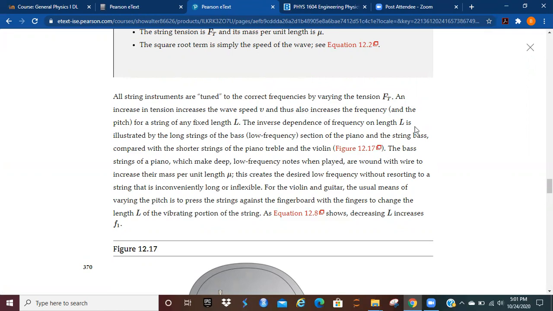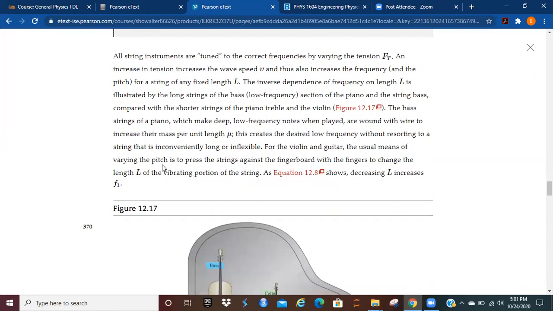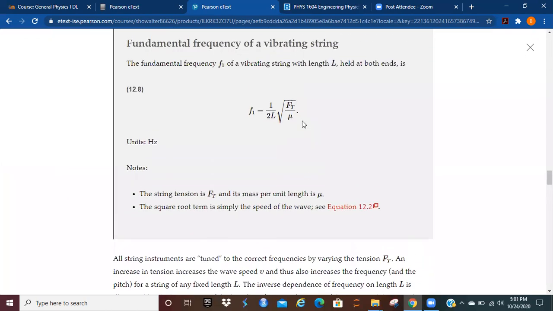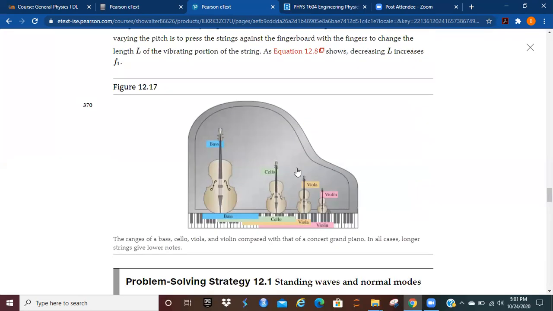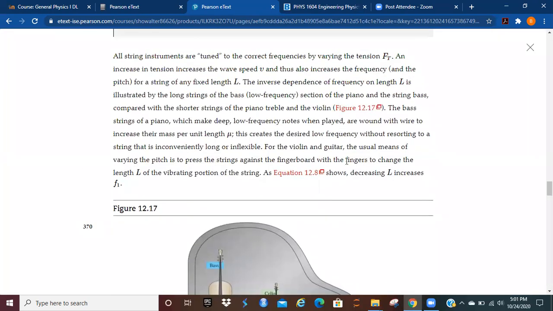So the inverse dependence of frequency on length L is illustrated by the long strings of the bass section of the piano and the string bass compared with the shorter strings of the piano treble and the violin. The bass strings of a piano, which make deep, low frequency notes when played, are wound with wire to increase their mass per unit length. And if you take a look at this, you can kind of see how those two are inversely related. This creates a desired low frequency without resorting to a string that is inconveniently long or flexible. In other words, you just couldn't fit it in there.